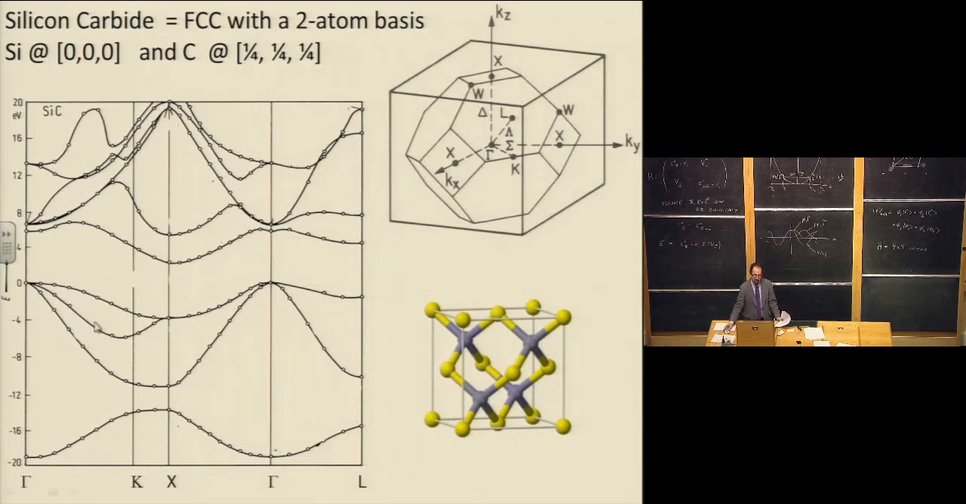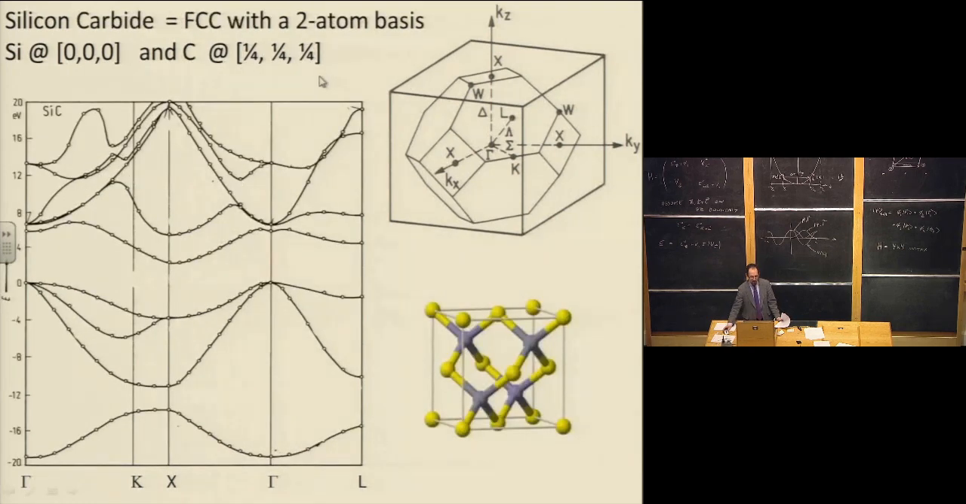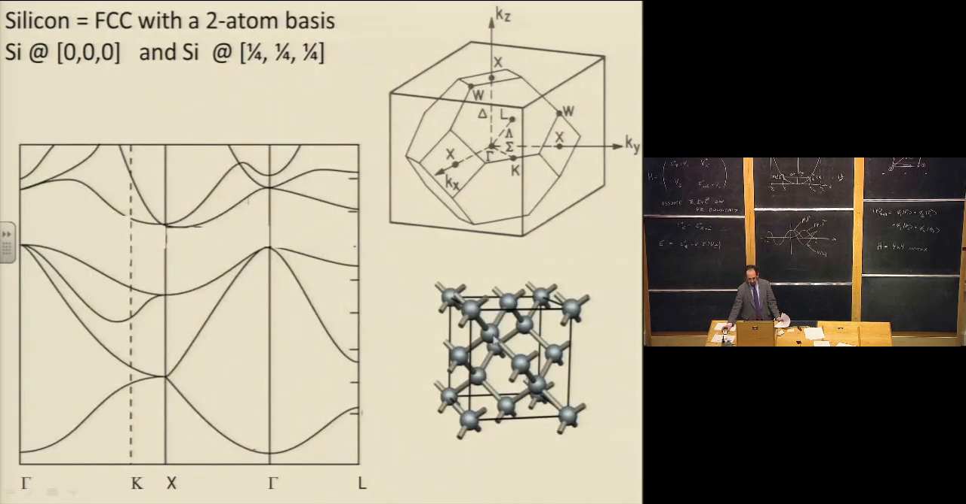So the question was about comparing something like this to something like silicon. So this is silicon here. It looks almost exactly like silicon carbide. The only difference is instead of carbon at 1 quarter, 1 quarter, 1 quarter, you replace those carbons with another silicon. So it's all silicon. Silicon at 0, 0, 0, and silicon at 1 quarter, 1 quarter, 1 quarter. We've seen this structure before, too. This is the same structure as diamond. Silicon and diamond structure are equivalent.